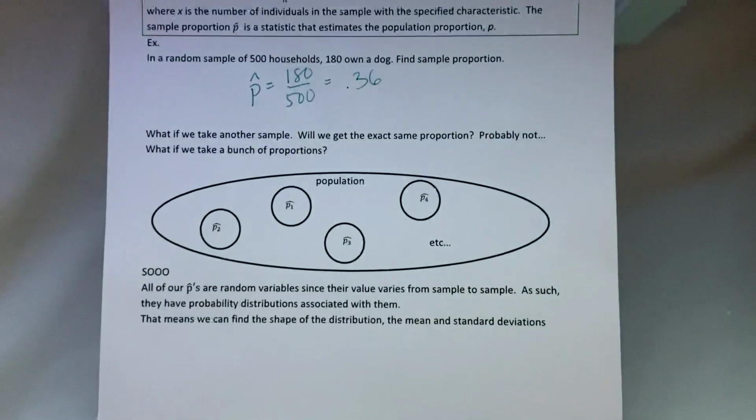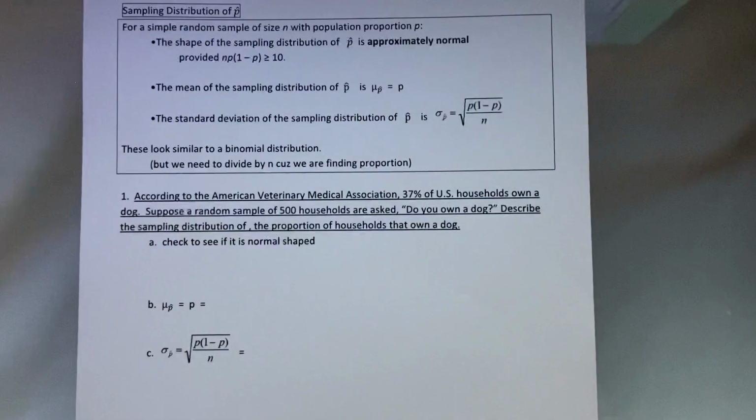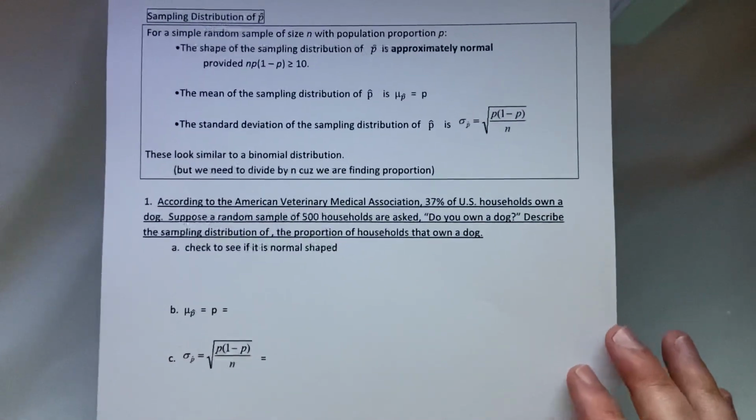Now, if you took another sample, will you get the exact same proportion? Probably not. So it's just like our means. If we do a bunch of different random samples of the population, eventually we should have some probability distributions associated with them, and then their averages can be used to find the shape of a distribution overall, and it'll make the means and standard deviations a little easier to calculate. But our standard deviations should get smaller the more samples we have.